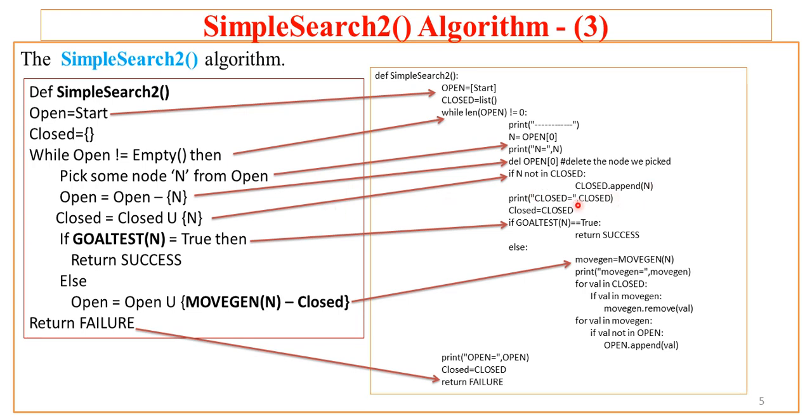After that, closed is printed. Now the goal test function is called, and the test condition decides whether the if part is executed or the else part is executed. That is achieved using a simple if statement. Now goal test is called. It will return either true or false. If it is true, then it will return success, and success is our boolean variable. And if it is not true, then it gets into the else part.